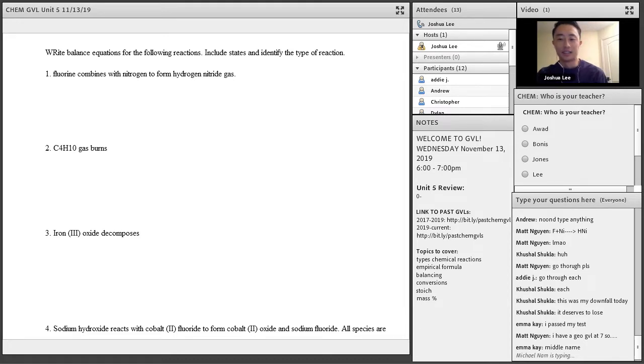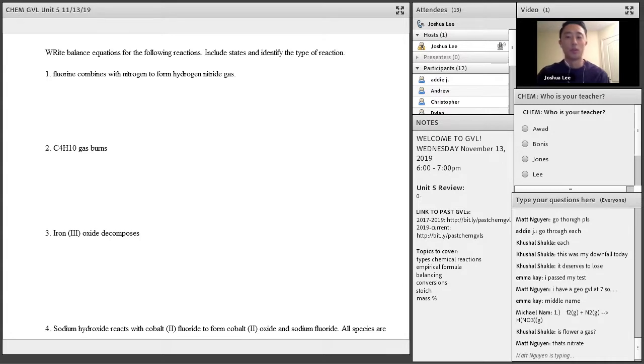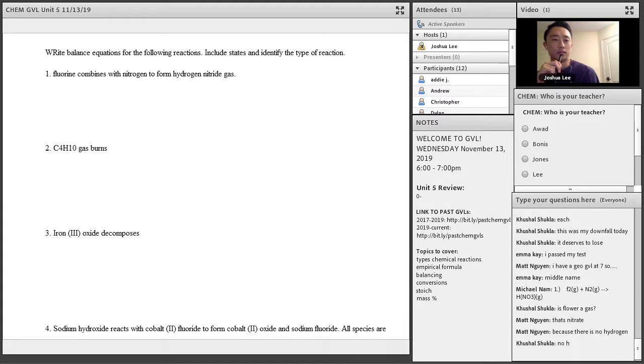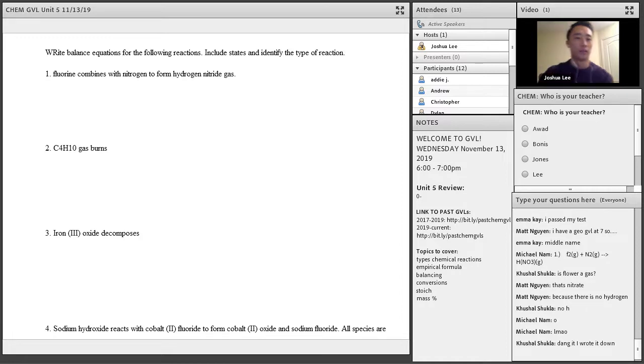All right. Let's do these. F2, N2. Actually. Whoops. First one's impossible. Who can tell me why the first one is impossible? Yeah, there's no hydrogen. So let's change fluorine to hydrogen.